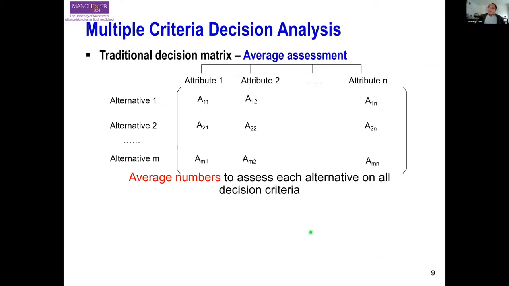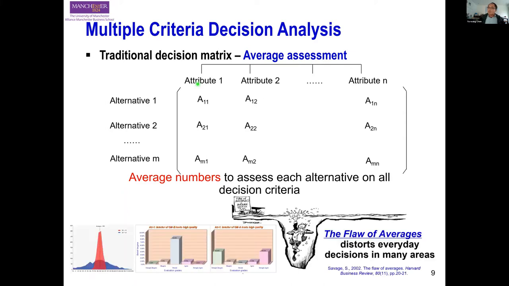In multiple criteria decision analysis, we can often construct a decision matrix to support decision analysis. In this decision matrix, each element, such as A11, represents the average assessment of alternative 1 over attribute or criteria, or basically variable 1. Often, average numbers are used to assess each alternative on decision criteria.